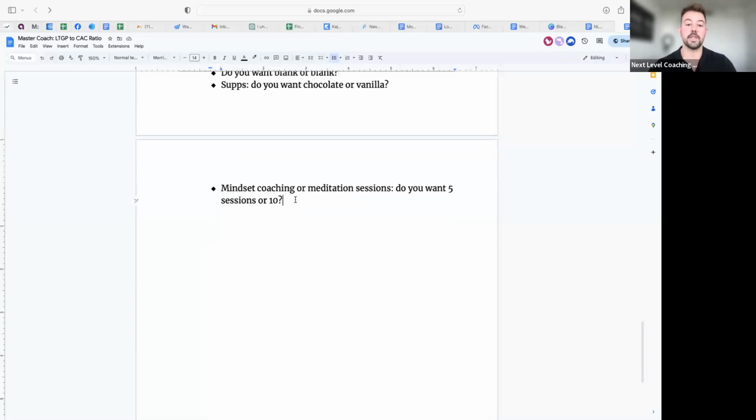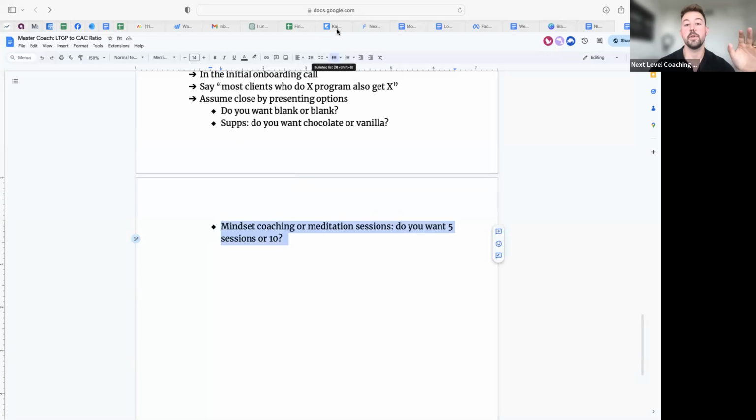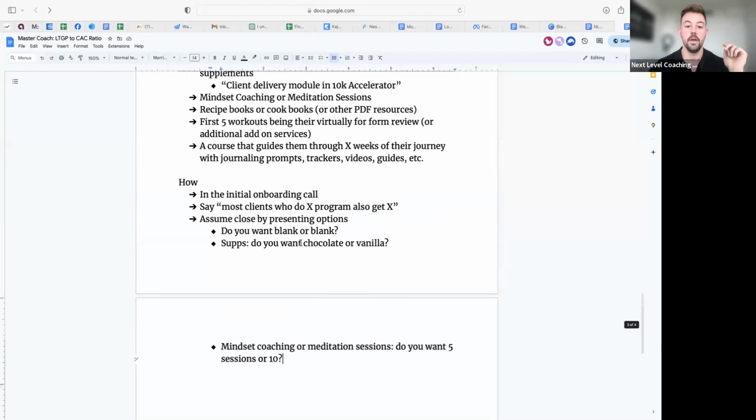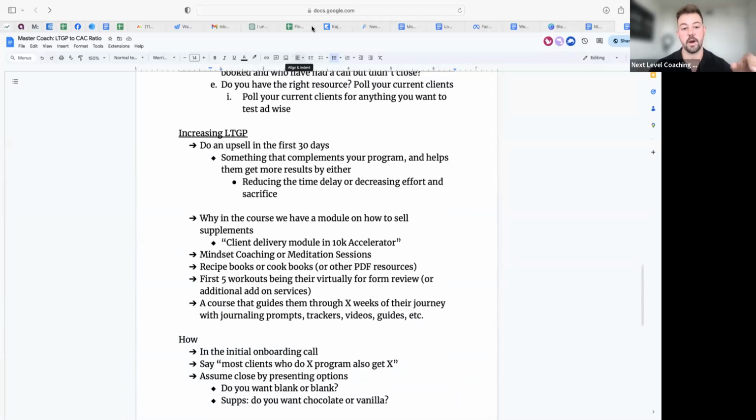Another example, if you're doing it as a service and not a product, would be, most people who do our 3-month program also tend to get 5 or 10 meditation sessions. What do you want? Do you want 5 or 10 meditation sessions? Assuming they say yes, and then giving them the options to close. Whew. That was a mouthful. Any questions on increasing lifetime gross profit?